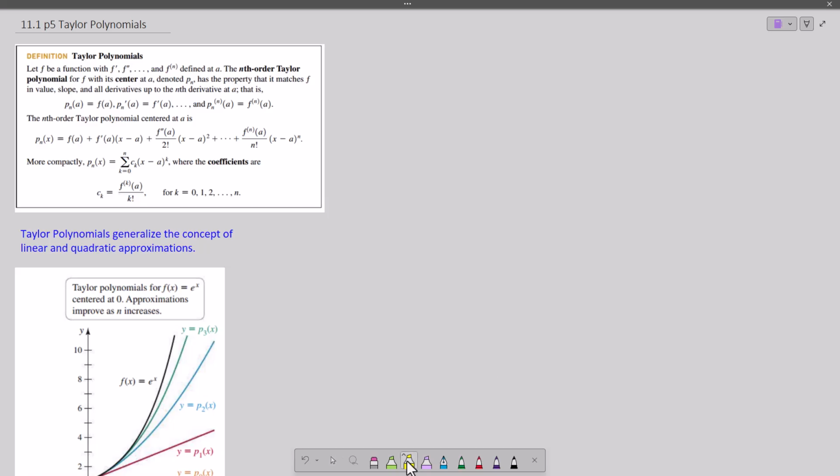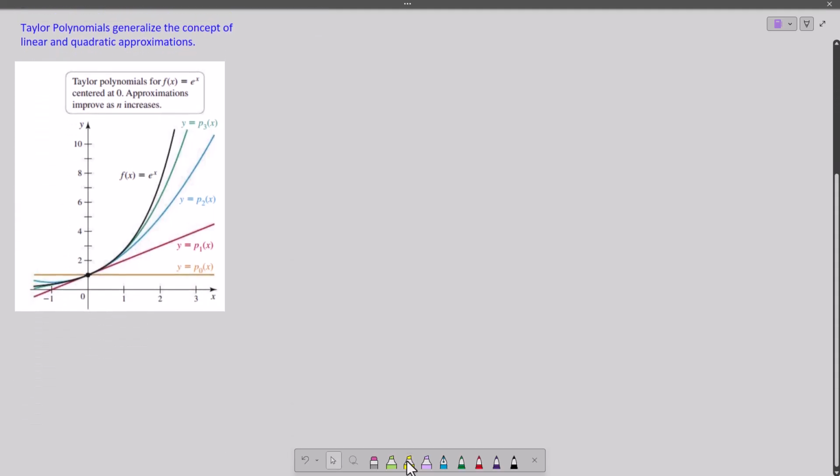And the generalization of the coefficients is right here. The coefficients, we just did the second derivative over 2 factorial. If you go to the third derivative, it's going to be over 6. It's going to be over 3 factorial.